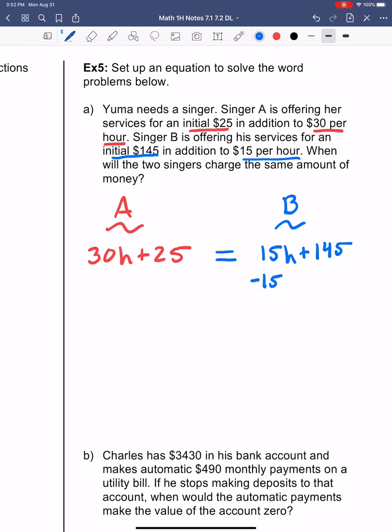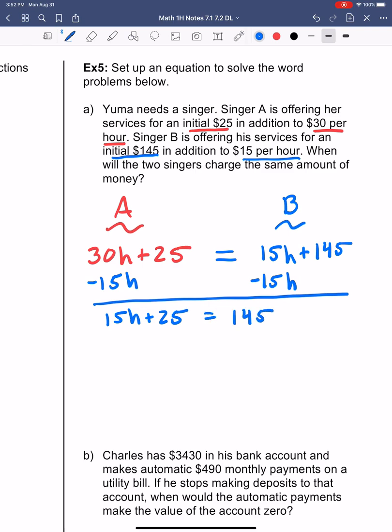So I'm going to subtract 15h. That gives me 15h plus 25 equals 145. And then I'm going to go ahead and subtract 25 from both sides. And I'm going to get 15h equals 120. And then I'm going to divide both sides by 15. And it's going to give me h equals 8. Okay, and remember this is hours. So if I were to use these singers each for 8 hours, then they would cost the same amount of money, right? And so that's what it's asking me to figure out.